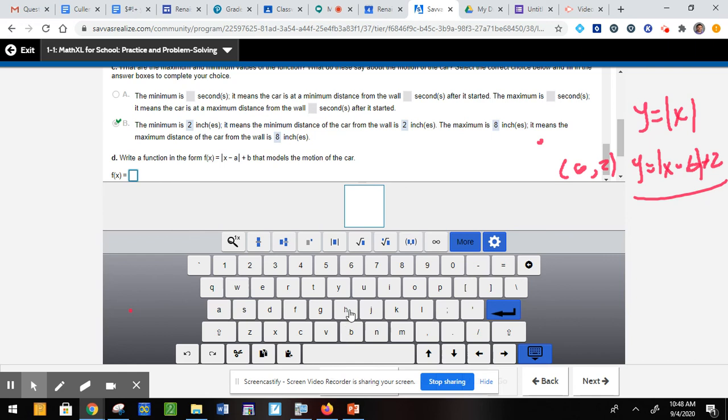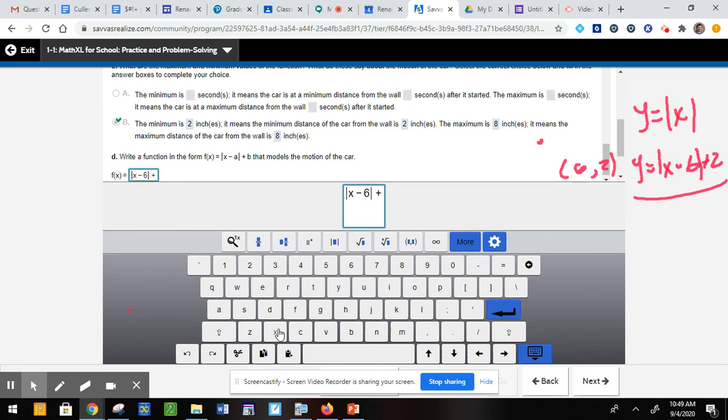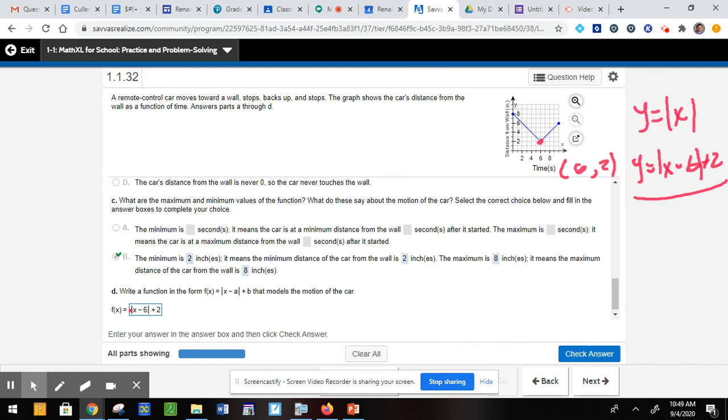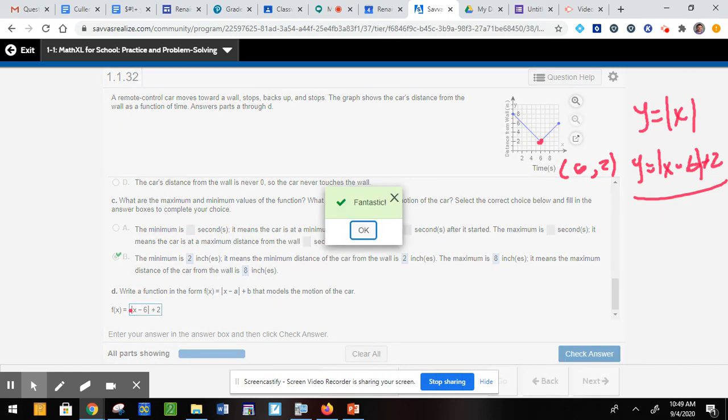Sorry, not y, it's f of x equals. Notice how the f of x equals is already part of the field there. So I'm just typing in the right side of the equation, which would be absolute value of x minus 6. And then on the outside, so I move the cursor one to the right, it's plus 2. Okay. Let's check that. Okay. Let me know if you have any other questions.